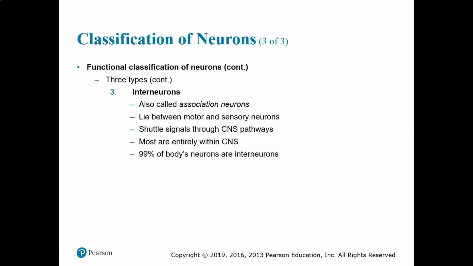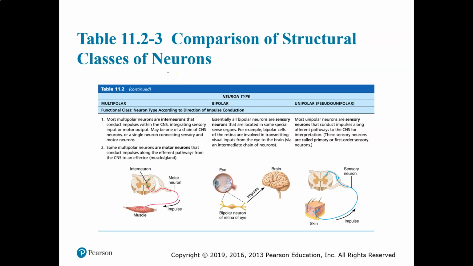Interneurons, which are also called association neurons, lie in between motor and sensory neurons, and they help to integrate the information from the sensory neurons and use it to determine what signals to send to the motor neurons. Most interneurons are entirely within the central nervous system, brain and spinal cord. And this is just showing you some examples.